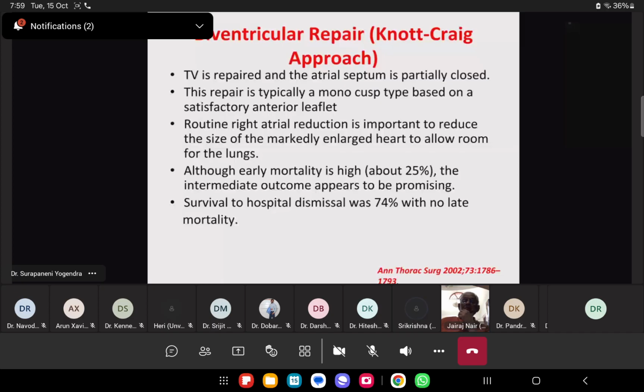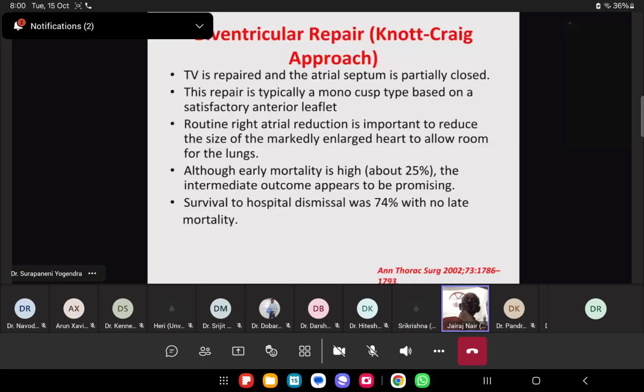Routine right atrial reduction is important to reduce the size of the markedly enlarged heart to allow room for the lungs. Although early mortality is high, about 25%, the intermediate outcome appears to be promising. Survival to hospital dismissal of 34%, no late mortality. So this picture demonstrates biventricular repair of neonatal Epstein's by Knott-Craig's approach.